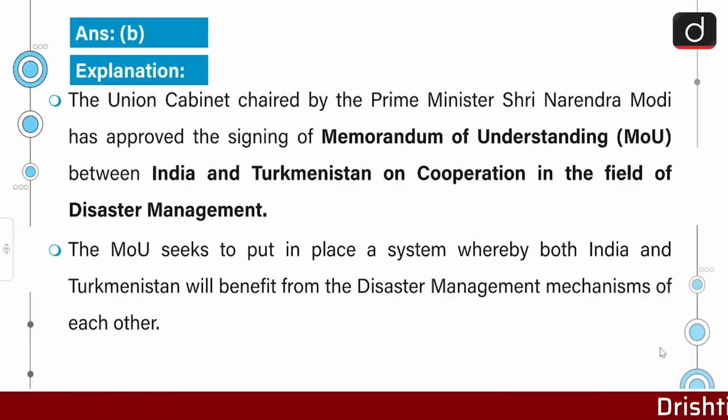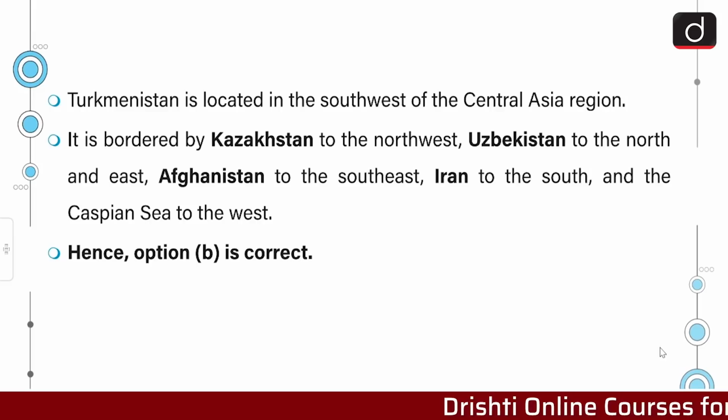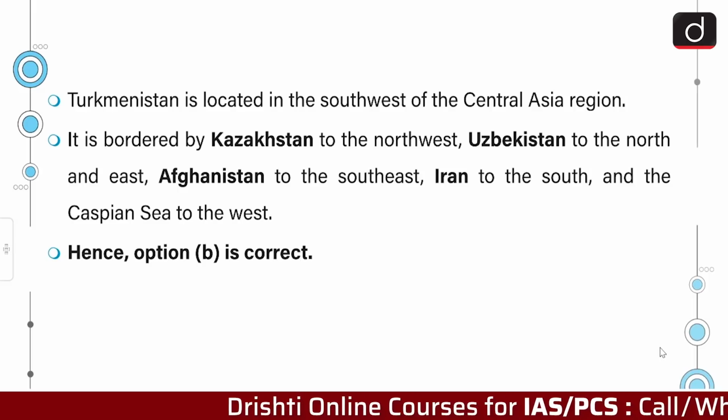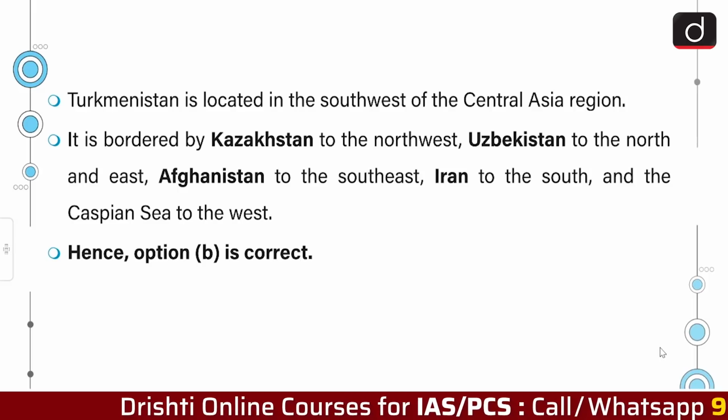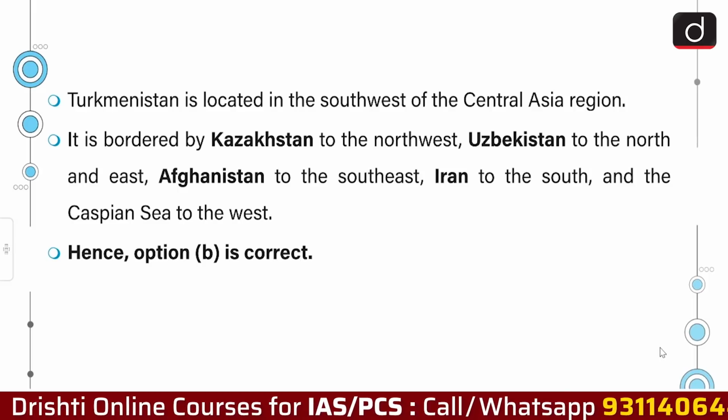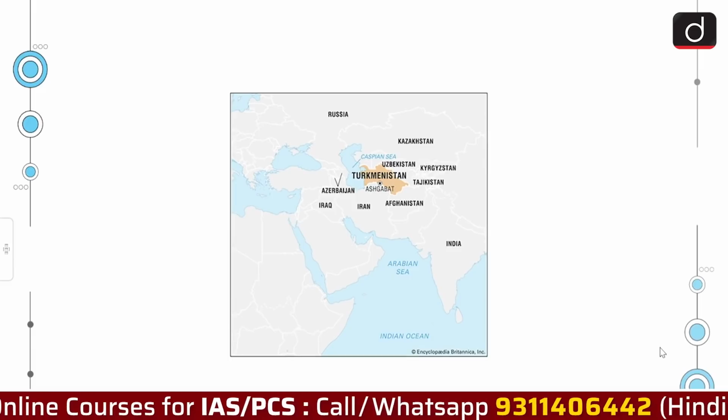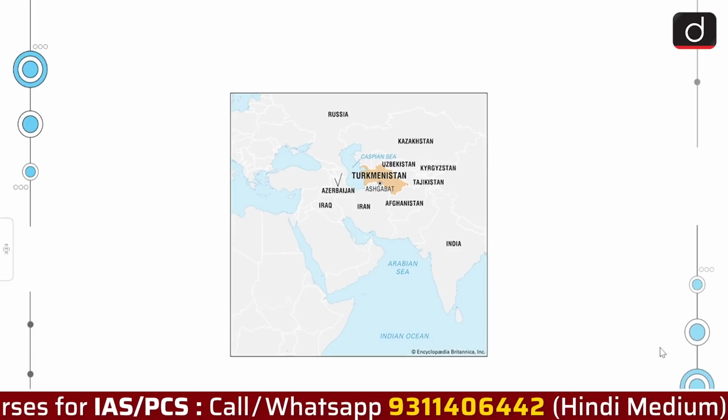It puts in place a system where both India and Turkmenistan will benefit from the disaster management mechanism of each other. Turkmenistan is located in the Southwest and Central Asian region, which is bordered by Kazakhstan, Uzbekistan, Afghanistan, and Iran. Do take out a map and look at it. Here also we have a map to help you.